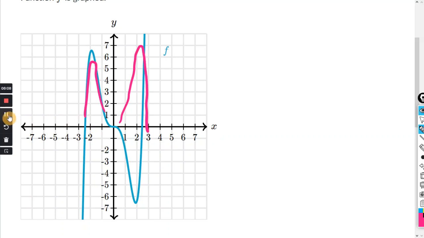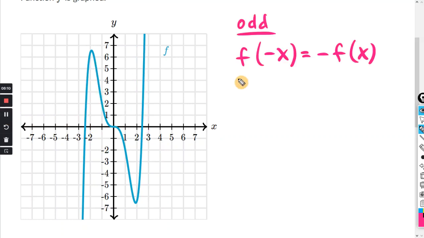Let's do another test. All right, in order for it to be odd, f of negative x has to be negative f of x. Let's see, if we go to x equals 2 and trace it down, that's going to be y equals negative 6. So 2, negative 6 is one of the points. And let's see f of negative x. So let's go to f of negative 2 and see what we get. If we go to negative 2 and trace it up to the y-axis, right here we get positive 6.5.